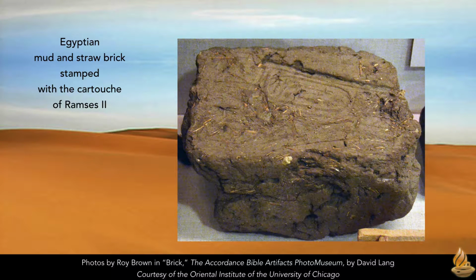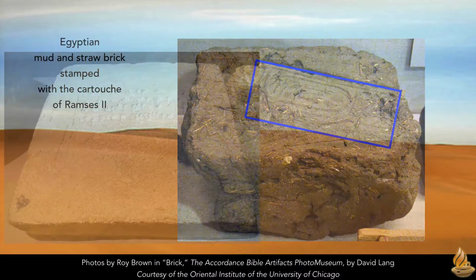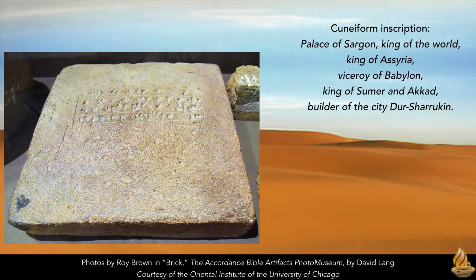Here's a mud and straw brick, which incidentally is stamped with a cartouche of Ramses II. Seemed he wanted to be really sure the gods remembered he was the one who built this structure. Here's its Babylonian equivalent, a brick from the palace of Sargon II. The cuneiform inscription reads, Palace of Sargon, King of the World, King of Assyria, Viceroy of Babylon, King of Sumer and Akkad, Builder of the city, Dur-Sharrukin. Just imagine having a palace where every single brick is inscribed with your name. No one would ever forget you.